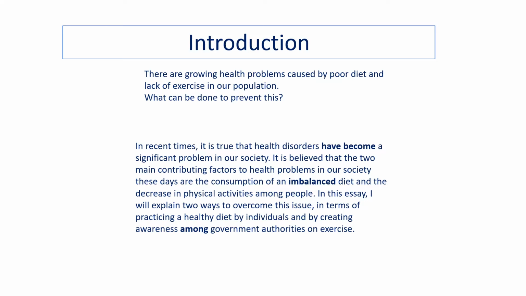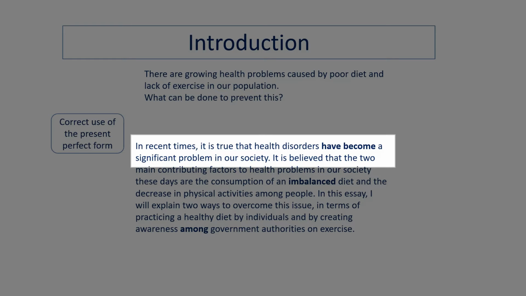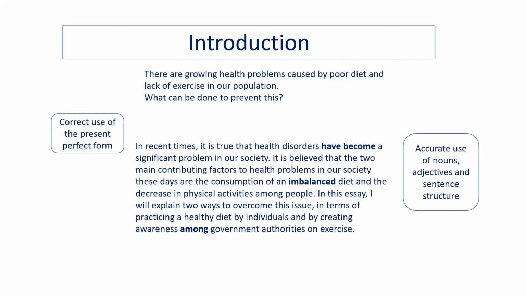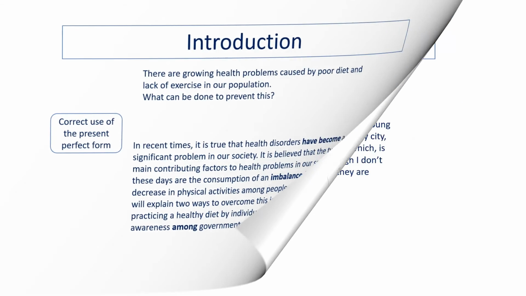Wow. I remember when I first read this essay from my student, I was absolutely delighted because it's very rare that I come across someone who's already band score 9. And if you examine it, you can see that he's already used very accurate use of the present perfect form, have become. The adjectives, noun, sentence structure is really crystal clear. And also he really fully answers the question. So he's really managed not only the grammar and language, but also the task response in the introduction.